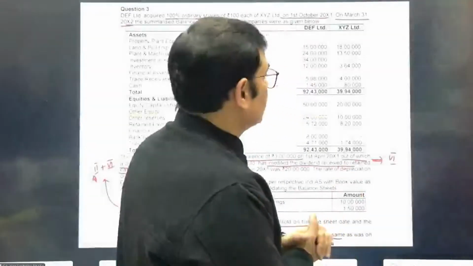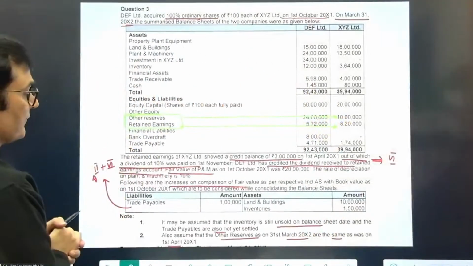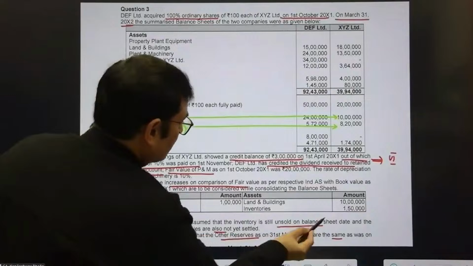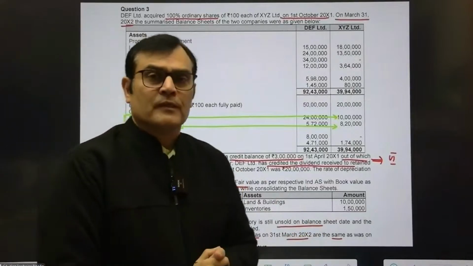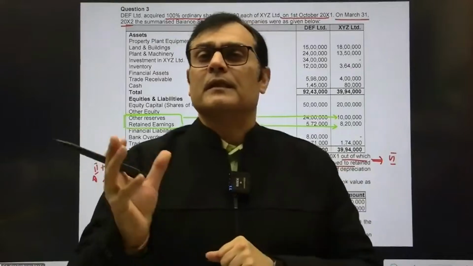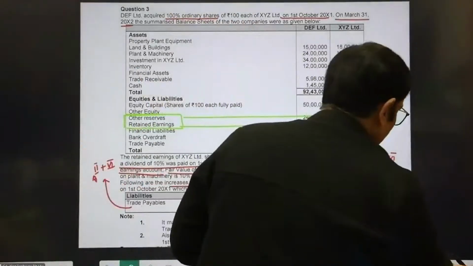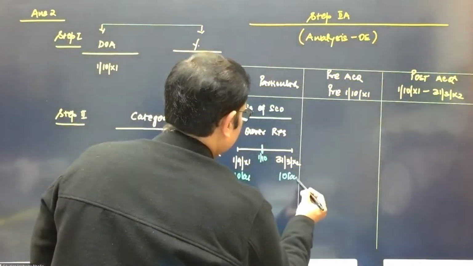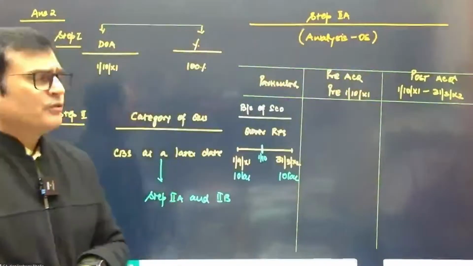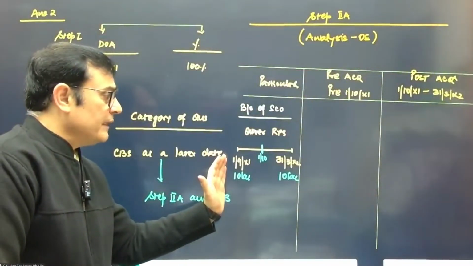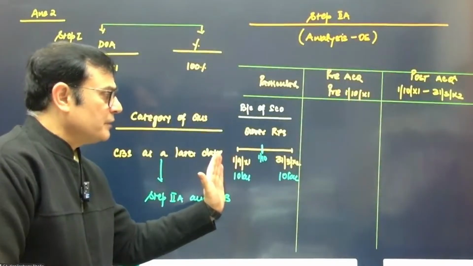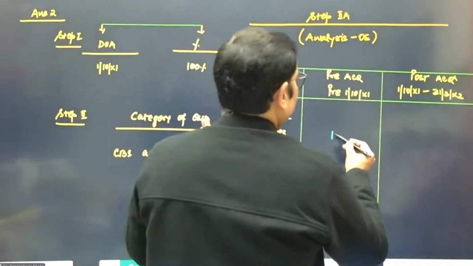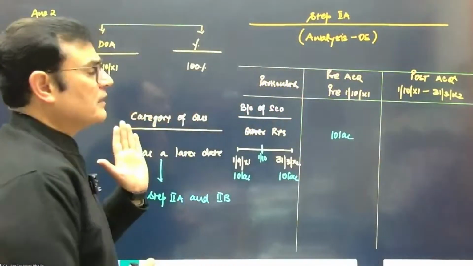Now, if you look at the other reserves in the balance sheet, it is appearing at 10 lakh. And it's clearly given in note number 2, assume that other reserves on March X2 is same as on April X1. So your other reserves at the beginning of the year and at the end of the year were the same. Just note down that this was the balance at the beginning and this is also the balance at the end. So I'm sure you can easily tell me: this is the balance before the acquisition date. Can I say it is entirely pre-acquisition in nature? There is no increase in the post period, so the entire amount is pre-acquisition in nature. Analysis of other reserves done.